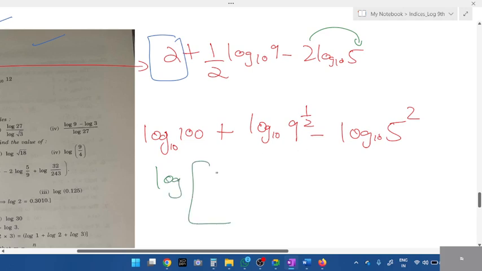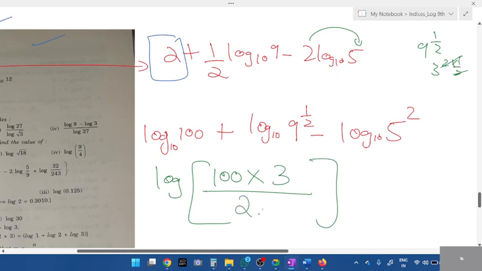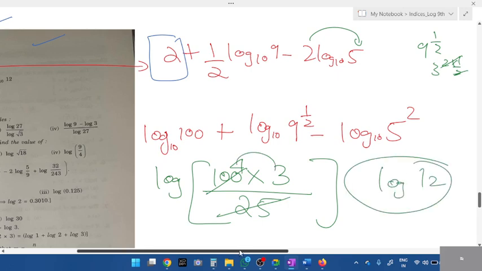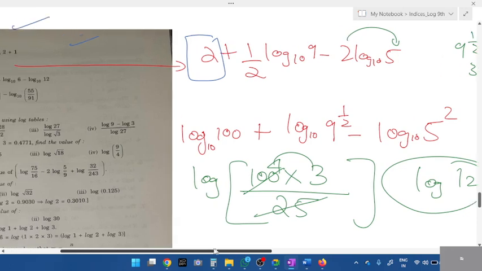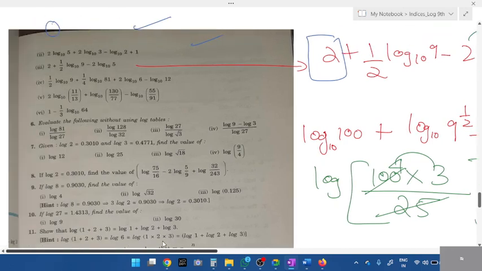Next. Log 100. Everything has log, students. 100 multiplied by. What is 9 to the power 1 by 2? Log 3 multiplied. Divided by. What's the answer? Can somebody answer? How come 1000? What's the answer in the textbook? Fifth main, third one. 12. Understood? All of you understood the concept?